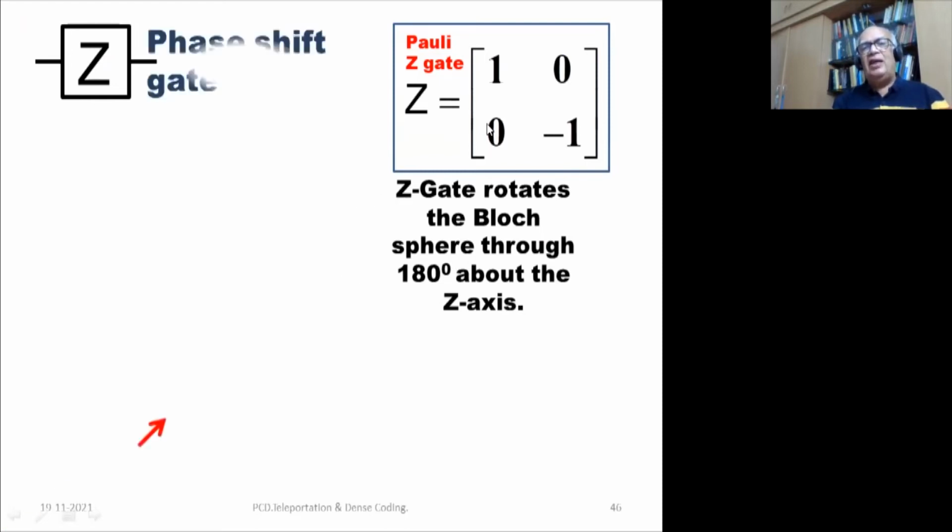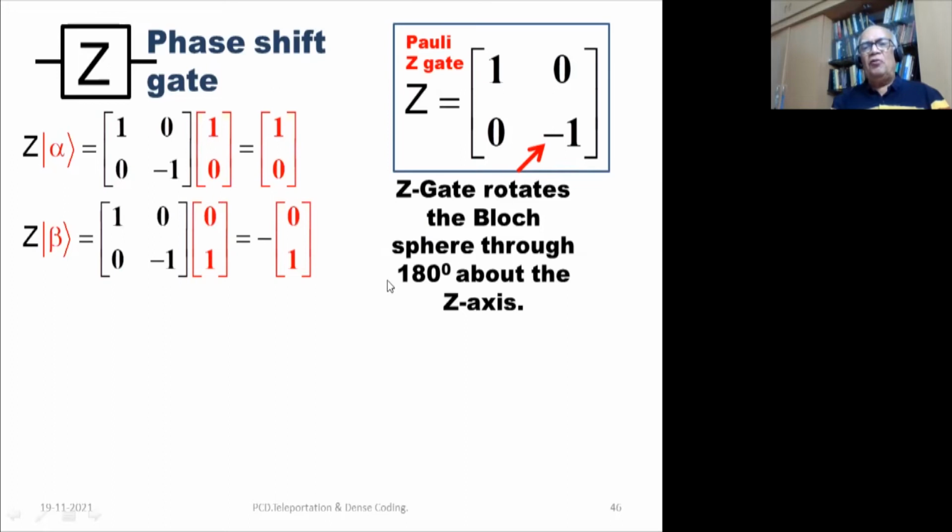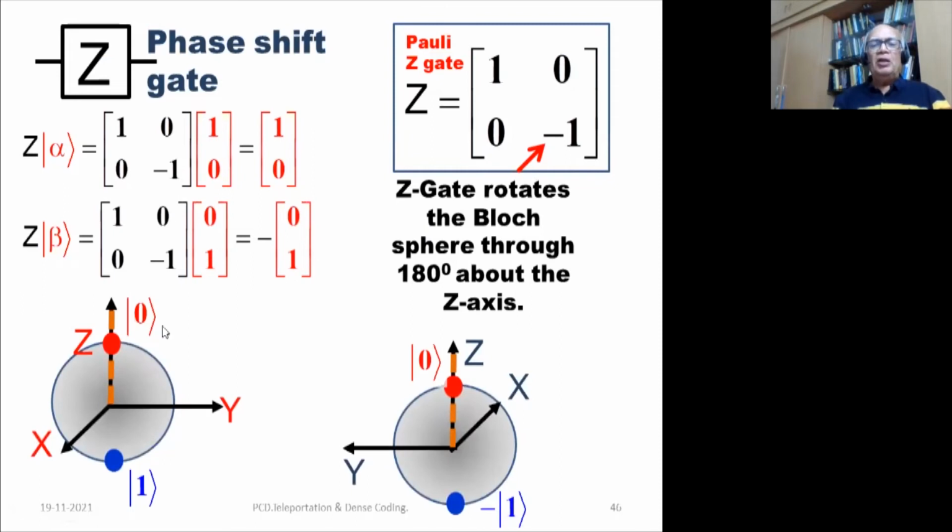This is the Pauli Z gate matrix. Notice that it is this which enables him to change the phase, which is why it is also called a phase shift gate. So from the combination 1, 1, he goes to 1, minus 1 type of combination, right? So this is the rotation of the Bloch sphere about the z-axis through pi.